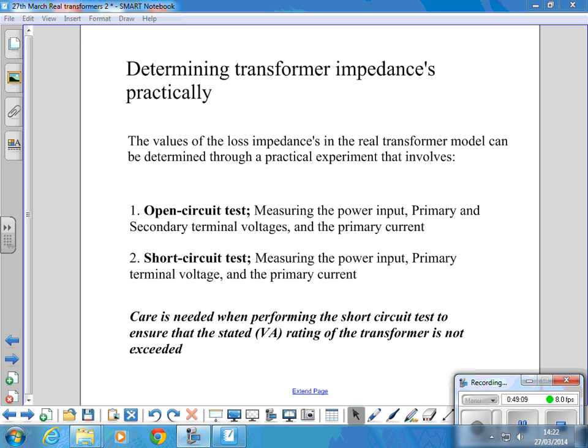So when doing this, care is needed when performing the short circuit test to ensure that the stated VA rating of the transformer is not exceeded. So we have an estimate of what we're going to apply to make sure we don't go over the VA rating.